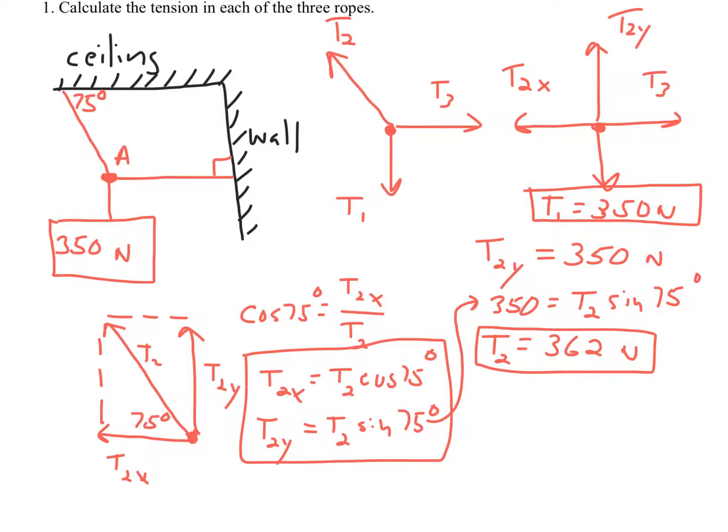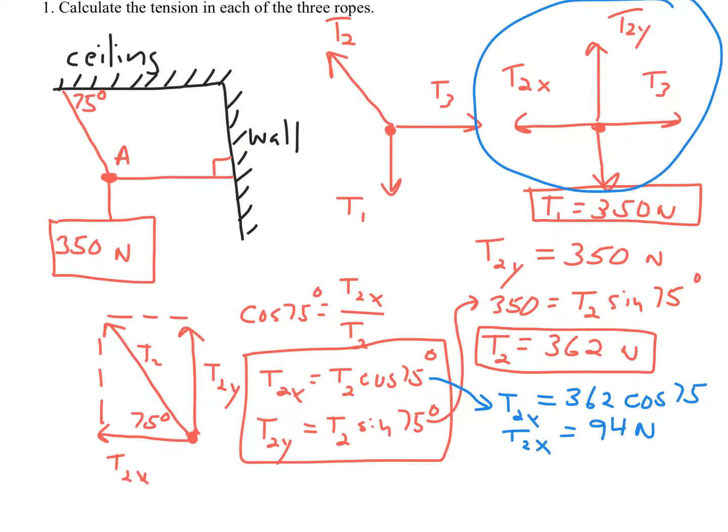And now, I'll switch to blue. Since I know what T sub 2 is, I can take this equation right here. T sub 2x is going to be equal to T sub 2, which we know is 362, times the cosine of 75. That gives me T sub 2x equal to 94 newtons. But also looking at my free body diagram up here, I know once again that F net left and right is 0, so the T sub 2x must equal T sub 3. Therefore, T sub 3 equals 94 newtons.